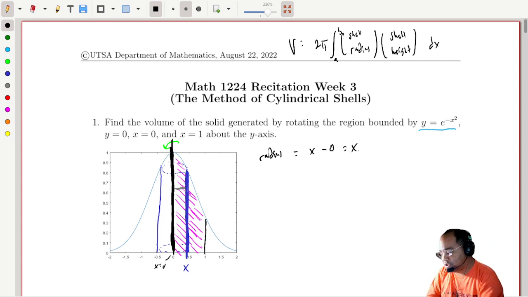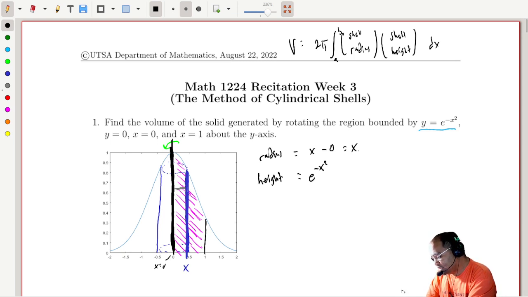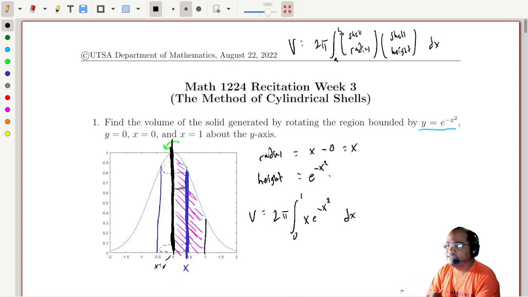And then from the picture, what is the shell height? Well, the shell height here, think about it. Top of the rectangle to the bottom of the rectangle. Top minus bottom, right? Just the same stuff that we've seen before. Simply e to the minus x squared. And now we'll build our integral for our volume. 2 pi times the integral from 0 to 1 of x times e to the minus x squared dx.